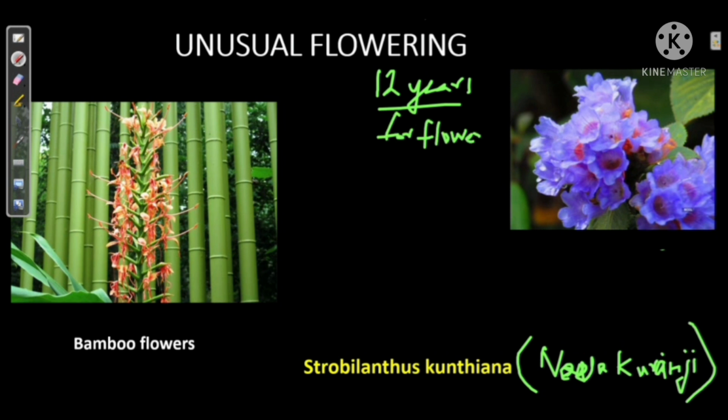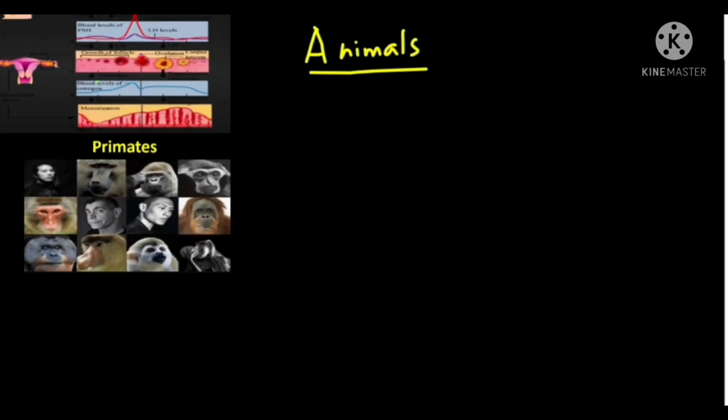And once it flowers, it's so beautiful. It is seen along the hills of Munnar, Kerala, Karnataka areas. And it invites lots of tourists to see that. So animals show the juvenile, reproductive, senescent phases correctly, that I showed you earlier in case of human beings.